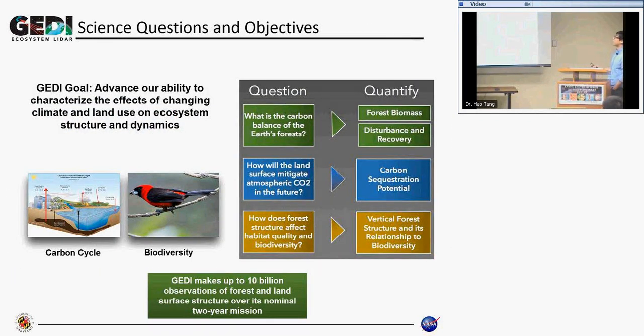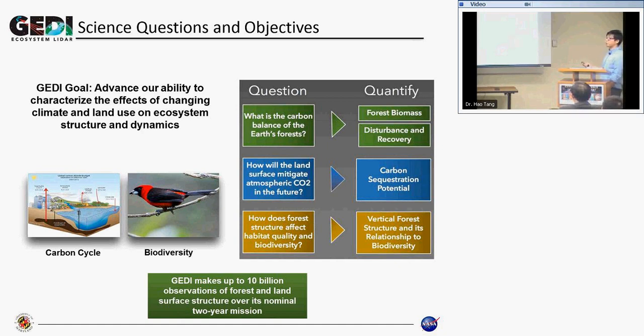The goal of GEDI is to advance our ability to characterize the effects of changing climate and land use on ecosystem structure and dynamics. Pretty much, this echoes my previous example. Why do we care about the structure of the forest? There are a bunch of key questions you want to ask. What's the carbon balance of the Earth's forests, in terms of current stocks and all the dynamics related to disturbance and recovery?